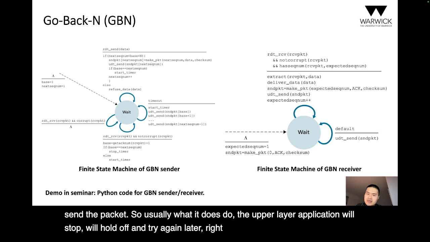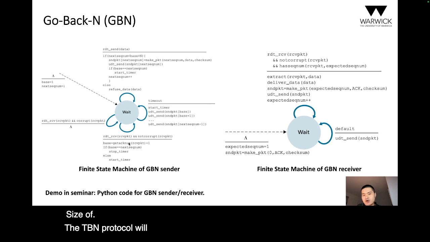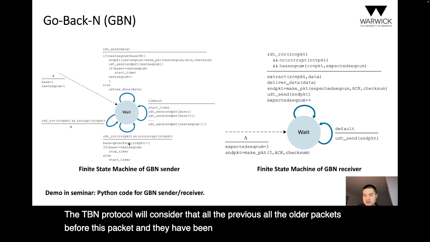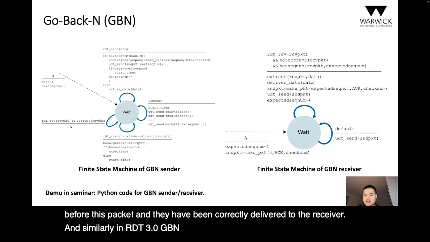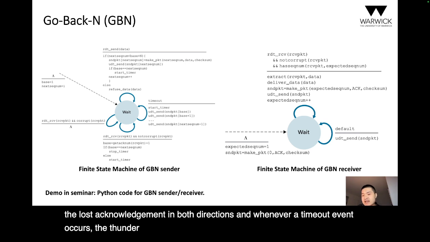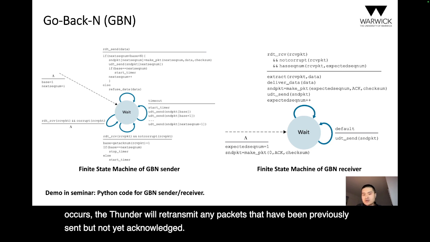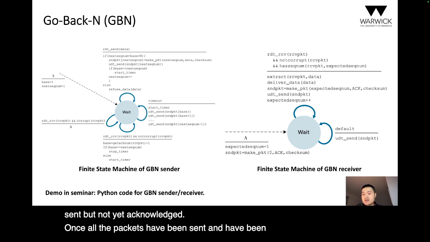If the sender receives an acknowledgement of packet n, the GBN protocol will consider that all the previous, older packets before packet n have been correctly delivered to the receiver. Similarly to RDT 3.0, GBN uses a timer to recover lost data as well as lost acknowledgements in both directions. Whenever a timeout event occurs, the sender will retransmit any packets that have been previously sent but not yet acknowledged. Once all the packets have been sent and acknowledged, the timer will stop.